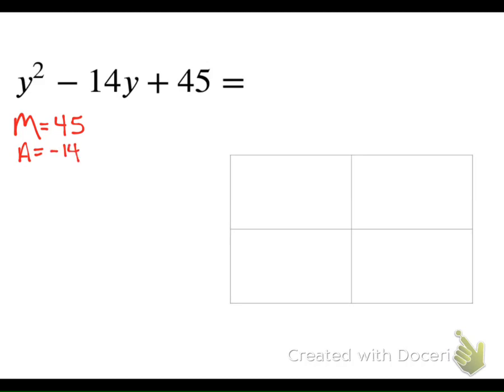So we're still finding our m and our a. Because our m is a positive and our a is a negative, that means both of our factors are going to be negative. So what two numbers can you add together to get negative 14 under the factor 45? 5 and 9. If they're both negatives, we're going to have negative 5, negative 9.